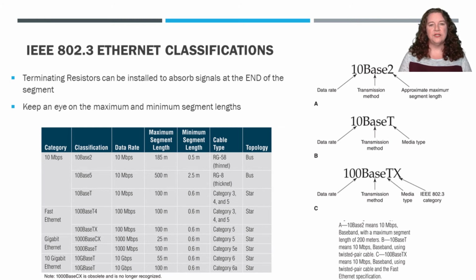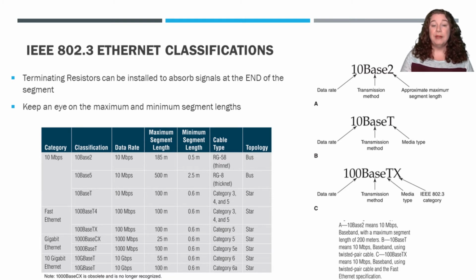When we talk about our classifications, it's important to recognize what the different segments of it are. So a 10Base2 references a data rate of 10 megabits. That's what the 10 refers to. Base refers to it being baseband as opposed to broadband. And our approximate maximum segment length of 2. In this case, the 2 refers to 200, not 2 meters, but 200 meters. It's actually 185, but it's close to 2, so we're good with that.